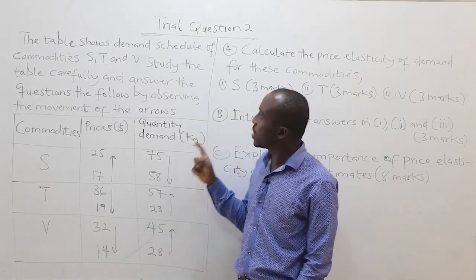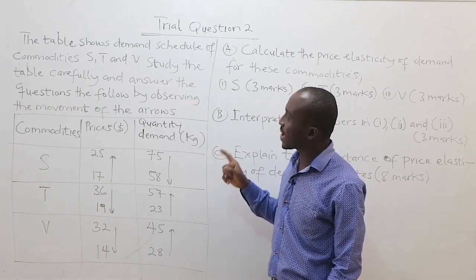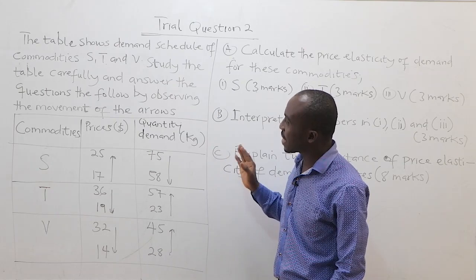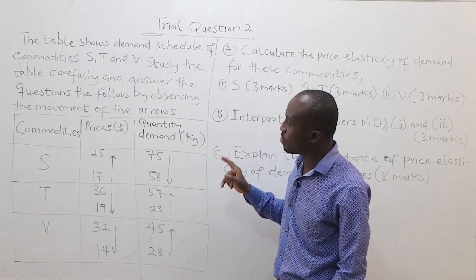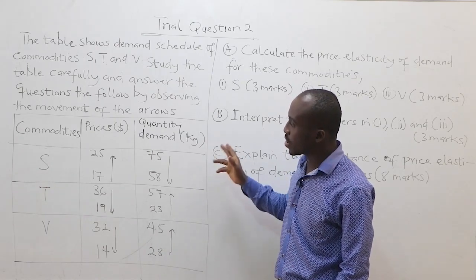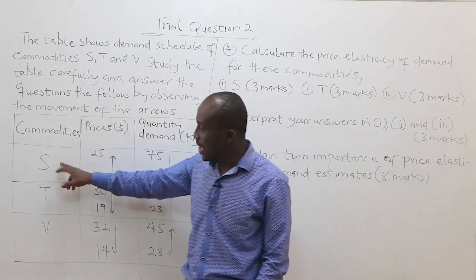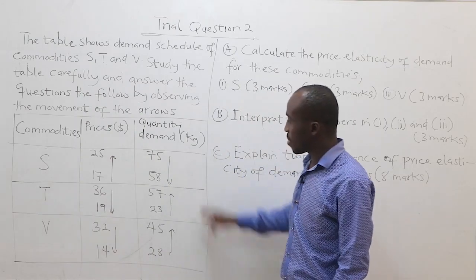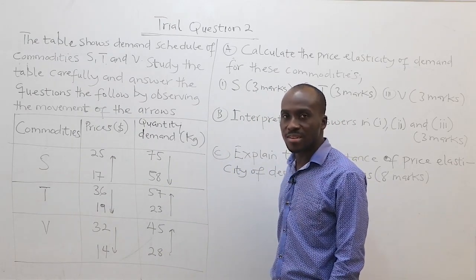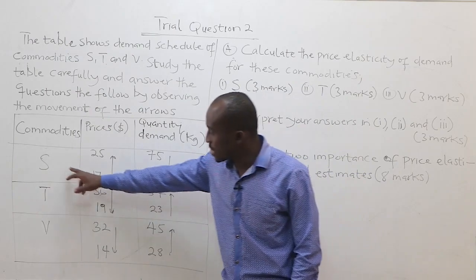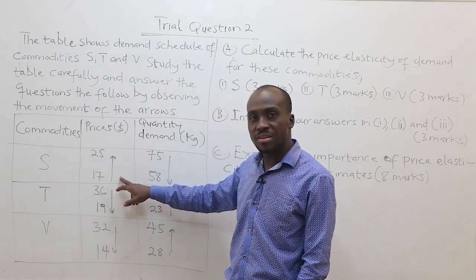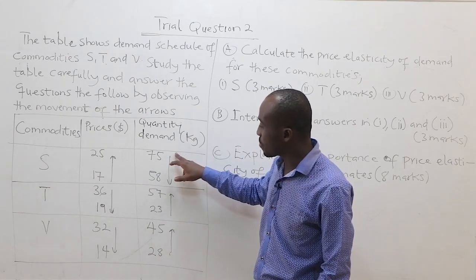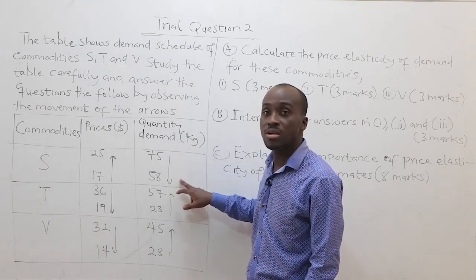The table shows the demand schedule of commodities X, T, and V. Study the table carefully and answer the questions that follow by observing the movement of the arrows, right? So we have commodities. What do we have here? Commodities X, T, and V. We have the prices in dollars. We have the quantity demanded. Let's see what is happening here. In commodity X, the price increased from $17 to $25, and the demand decreased from 75 units to 58 units, right?